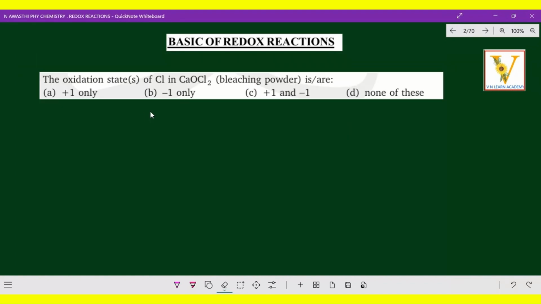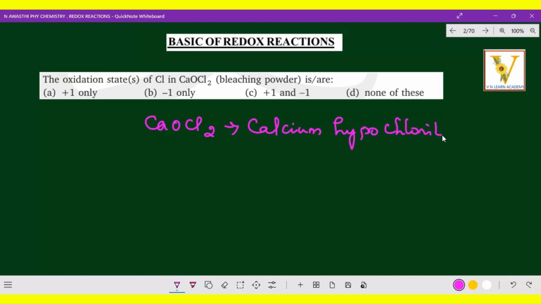Next question: oxidation state of chlorine in calcium oxychloride, that is bleaching powder, which is the correct option? Calcium oxychloride is another name of bleaching powder. It is calcium hypochlorite, CaOCl2. Now how do we bring that answer? Very simple.